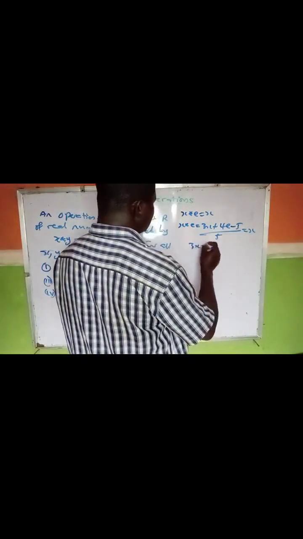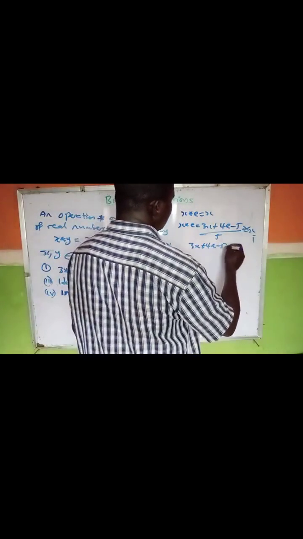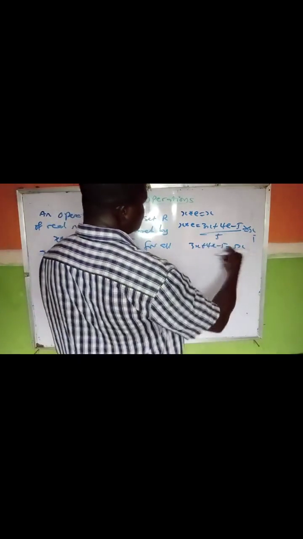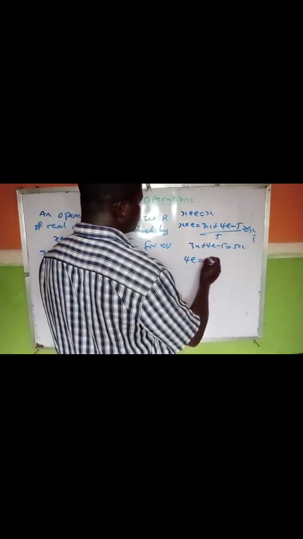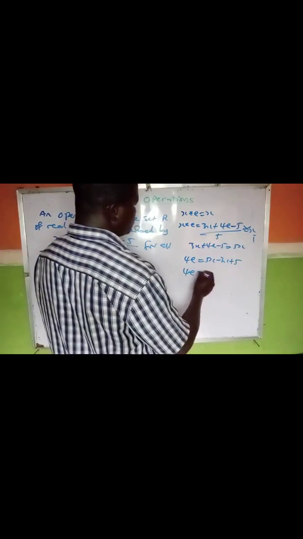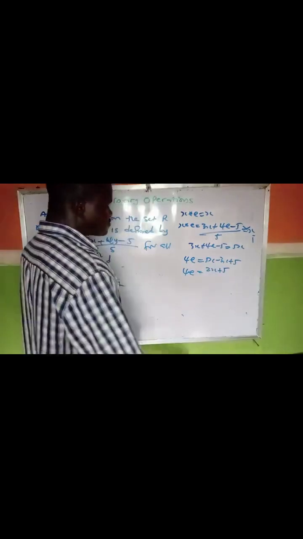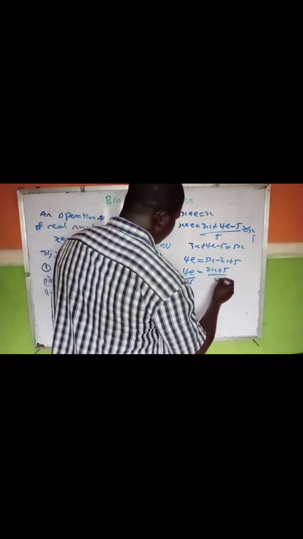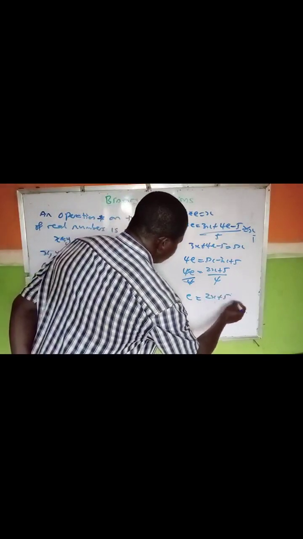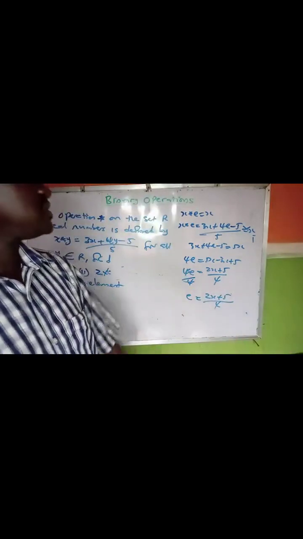So what you have here is cross multiply. You will have 3x plus 4e minus 5 equal to 5x. So you collect like terms, take all this one to the other side. So we have 4e equal to 5x minus 3x plus 5. So you have 4e equal to 2x plus 5. Then you divide both sides by 4. So the identity element is (2x plus 5) over 4. So that is how to calculate the identity element.